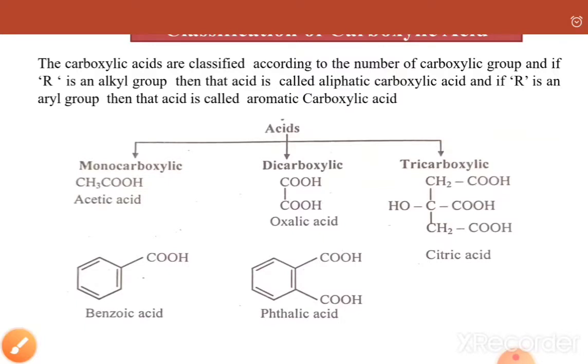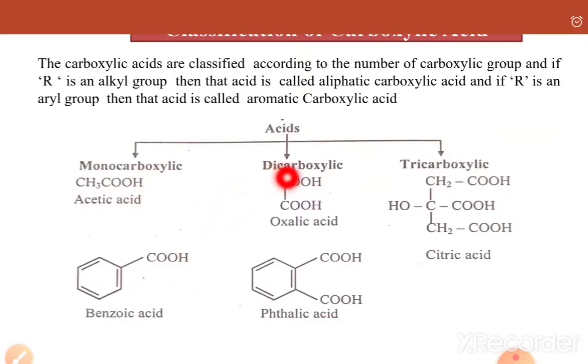Now, these acids are classified into monocarboxylic acid, dicarboxylic acid, and tricarboxylic acid. Mono means single, so a monocarboxylic acid contains only one C double bond OH group. An example is acetic acid, CH3 C double bond OH. Then benzoic acid, which contains only one carboxylic group, is also a monocarboxylic acid.